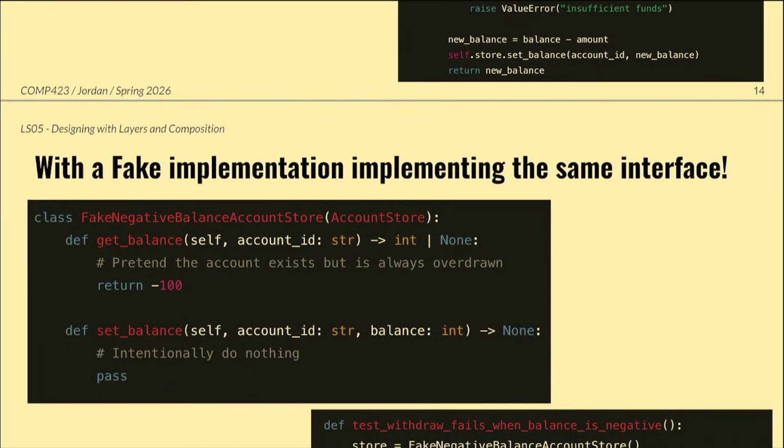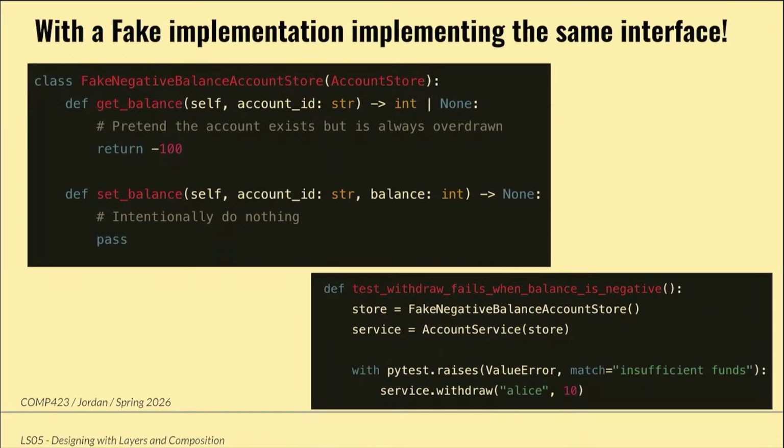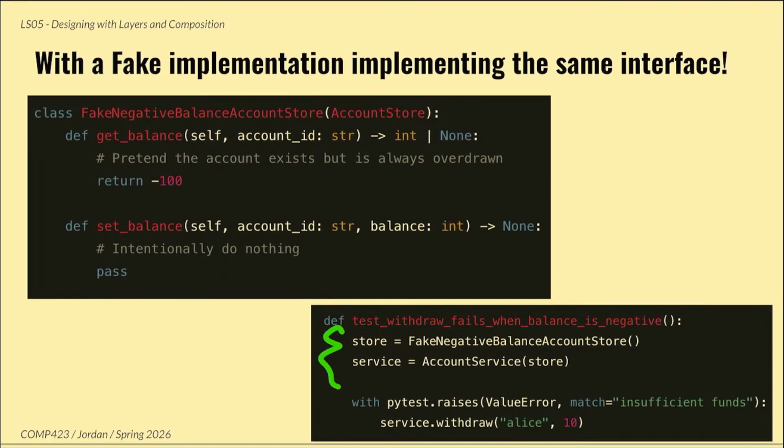And so you can imagine writing a class in your test file that is a fake negative balance account store. And in Python, we say that we inherit from, or this is a subclass of account store, by parameterizing in that way. And then this is a totally fake account store. All we're going to do is just hard code return negative 100 from it there, and then we're just going to pass or do nothing with set balance, right? And we could make use of that by first constructing that instance, and then we can go and construct our account service. We didn't have to change anything about account service, right? That's still all the same.